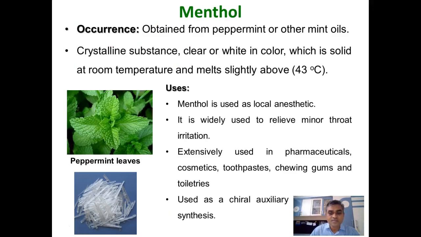So first of all, let us see where we get menthol from. The major source of menthol is peppermint oil. These are the leaves of peppermint, and from these leaves we can isolate menthol in pure form. Menthol is a white solid crystalline compound with a relatively low melting point, that is 43 degrees centigrade.